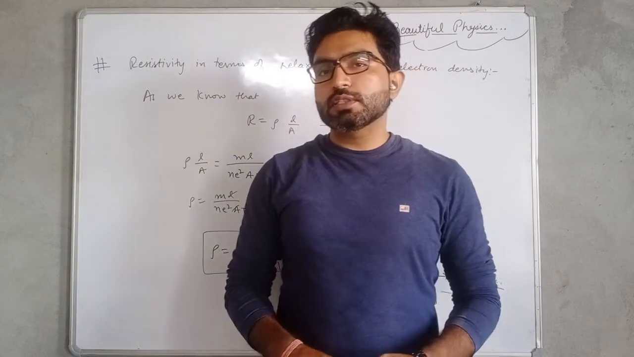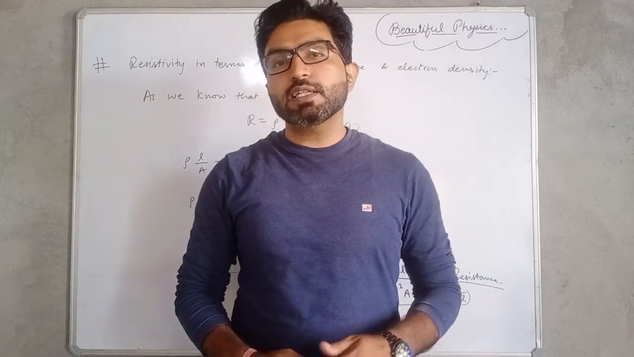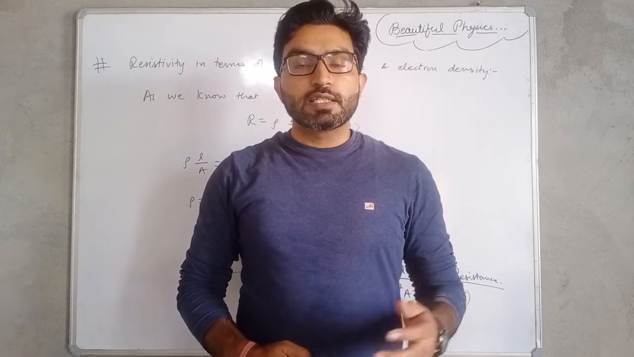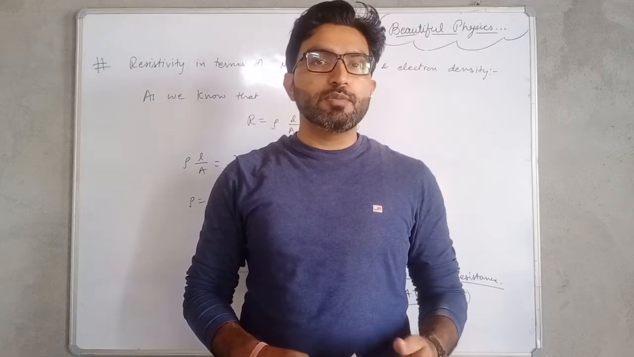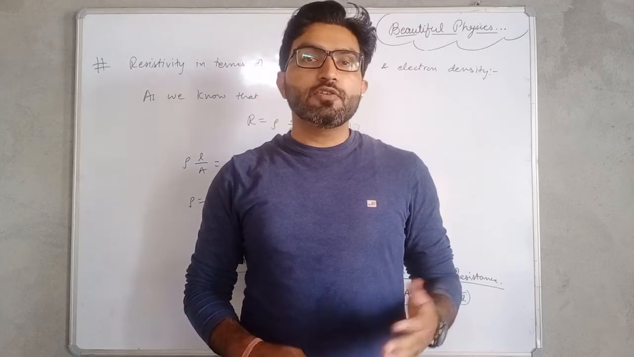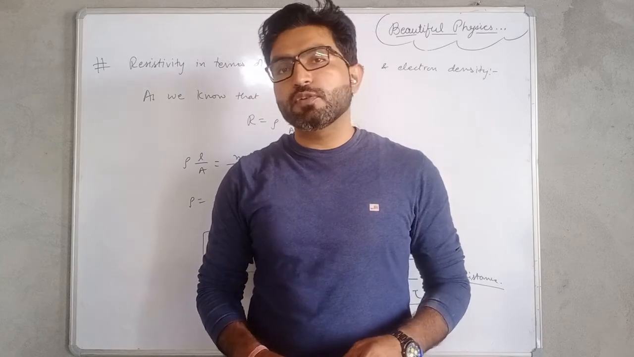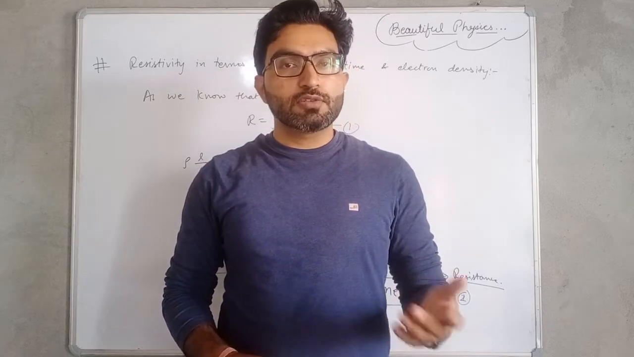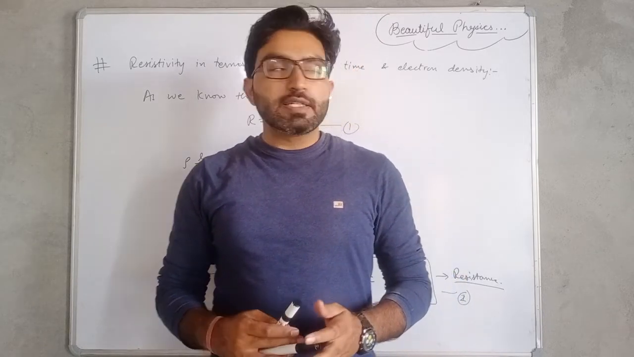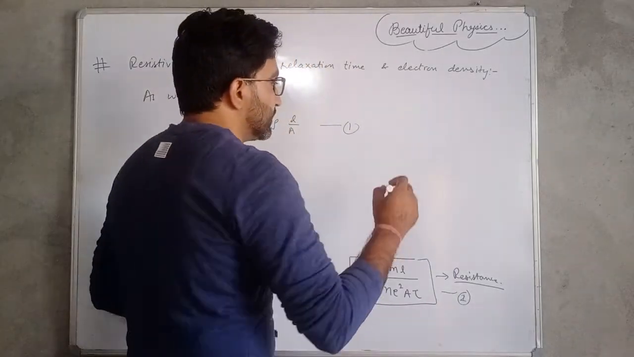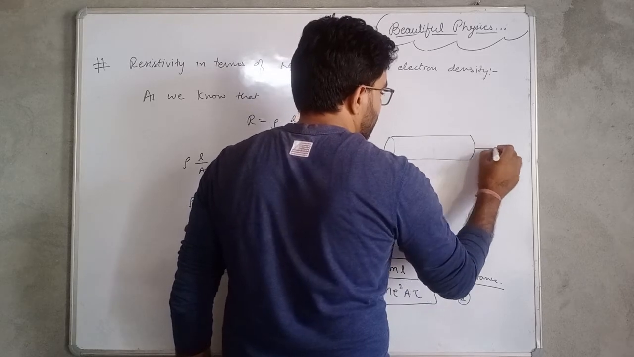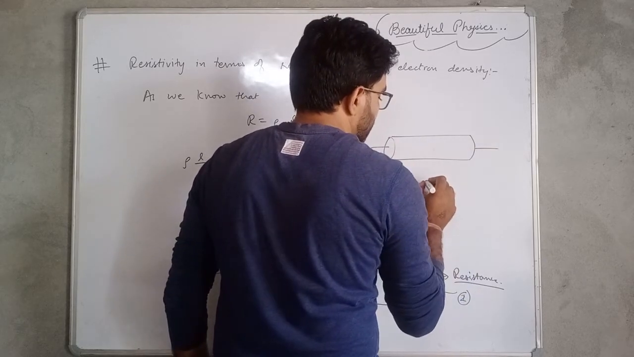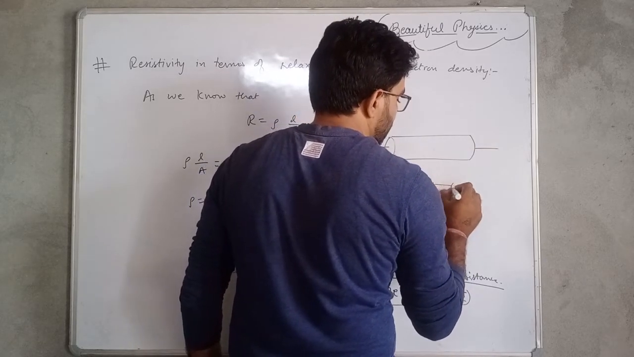Now we are going to discuss why the conductors offer resistance. Why any type of conductor, whether it is copper, aluminum, iron, offers resistance in the flow of charge through them. Okay, suppose we have a conductor like this one, and it is connected to a potential difference of V.